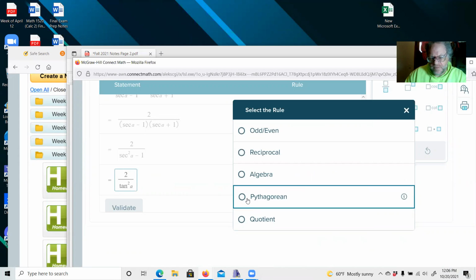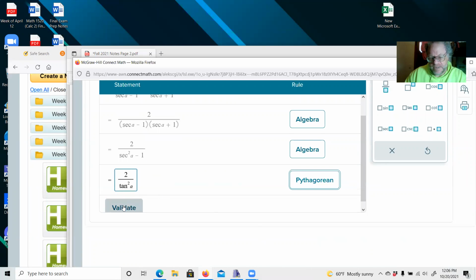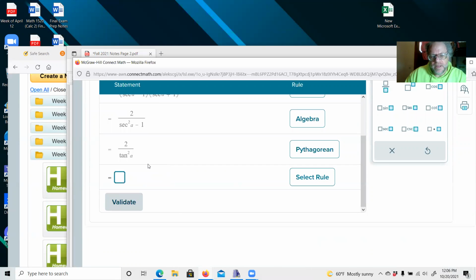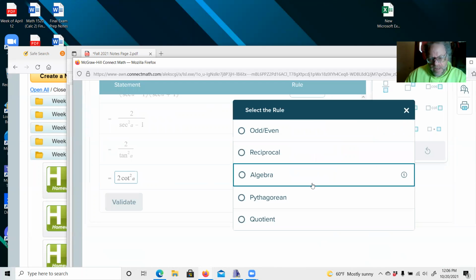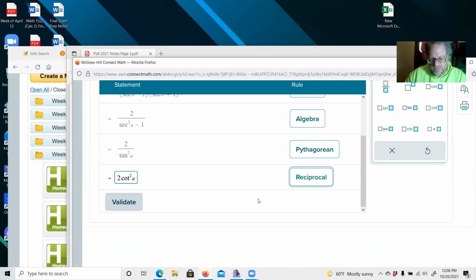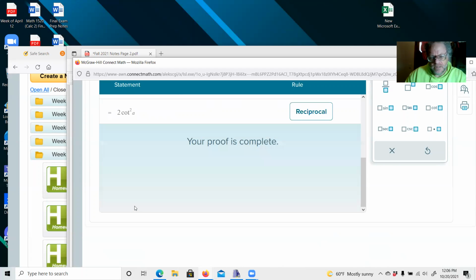We want to do a Pythagorean one. That's the identity we used. Okay, and then we're going to say 2 cotangent squared alpha, or A, and we used a reciprocal to do that. Validate. Your proof is complete. Very good. Okay, we can move on, I believe.